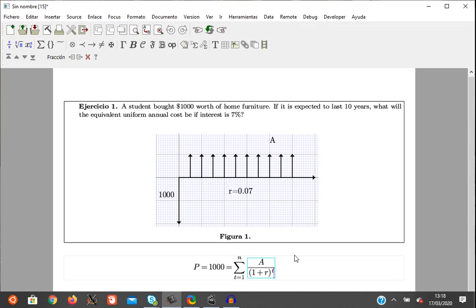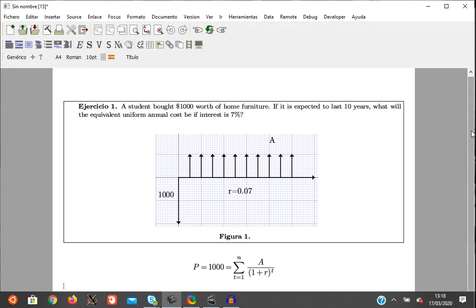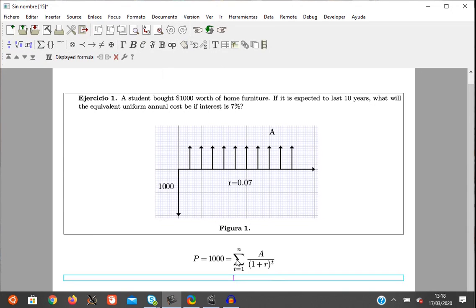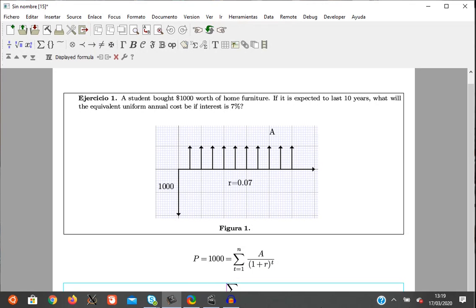Oh, something is wrong here, so we have to repeat. Sum A, okay.